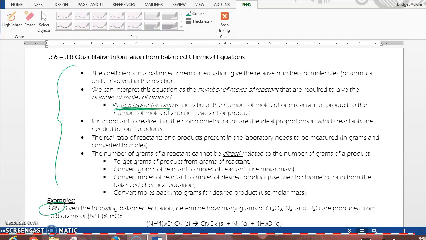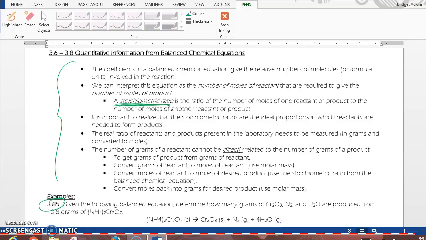So we've got to be able to write and balance chemical equations, and when we take those coefficients, they become mole ratios. If I want to go from one substance to another substance, the only way I can do that is if they're in moles. And so the mole ratio is really what connects all the reactants and products in a balanced chemical equation.